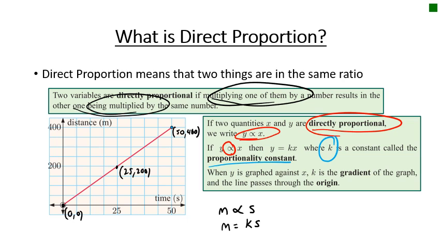So let's use the point 25, 200. I'm going to put that into our equation. So we end up with 200 equaling k times 25, or 25k. k would therefore equal 200 divided by 25, and k would equal 8. So you'd write therefore m is equal to 8 lots of s. So the meters gained is 8 times the seconds. But we know that m and s are directly proportional because the graph is a straight line and it passes through 0, 0.